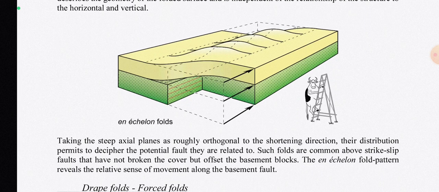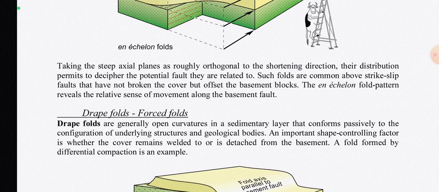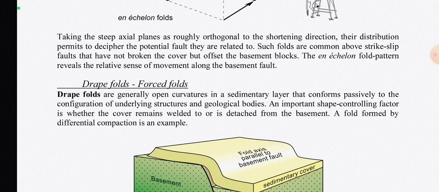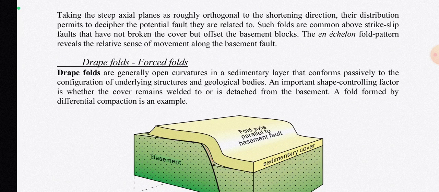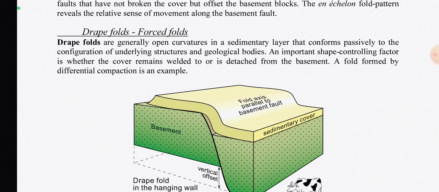Taking these axial planes as roughly orthogonal to the shortening direction, their distribution permits to decipher the potential fault they are related to. Such faults are common above strike slip faults that have not broken the cover but offset the basement blocks. The en echelon fault pattern reveals the relative sense of movement along the basement fault.